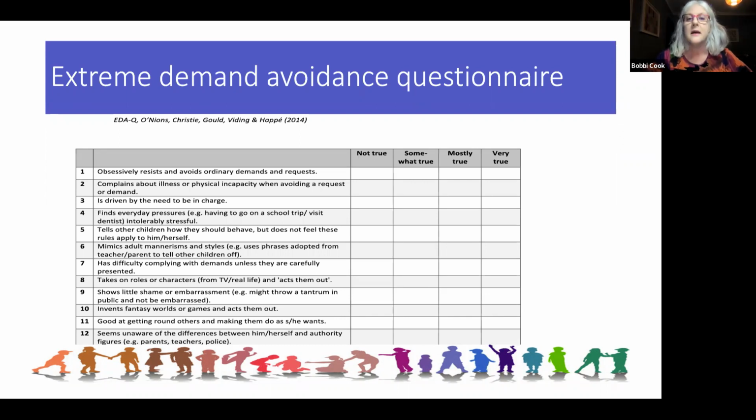Yes, Kez? Tracy's just asked, is taking on roles and characters the same as the children that take on an American accent when they speak? Correct. It's seeing YouTube and TV and seeing that as a confident way of speaking and then adopting that. So yes, very much so.